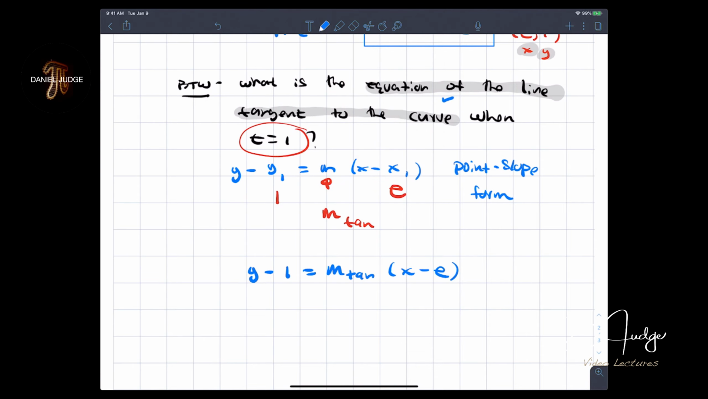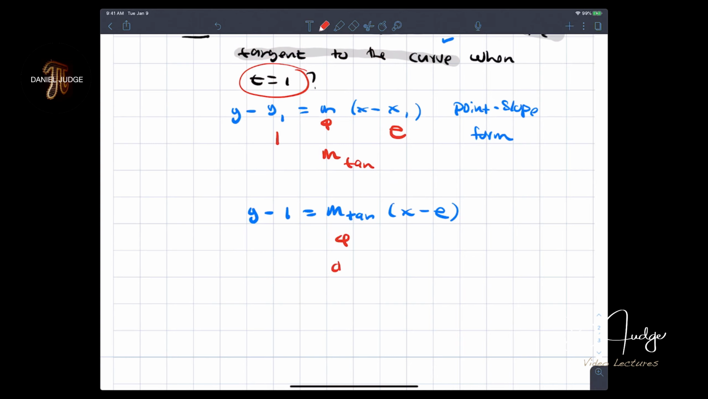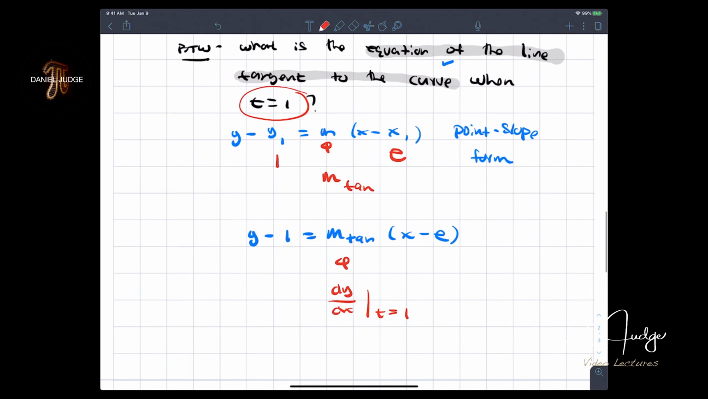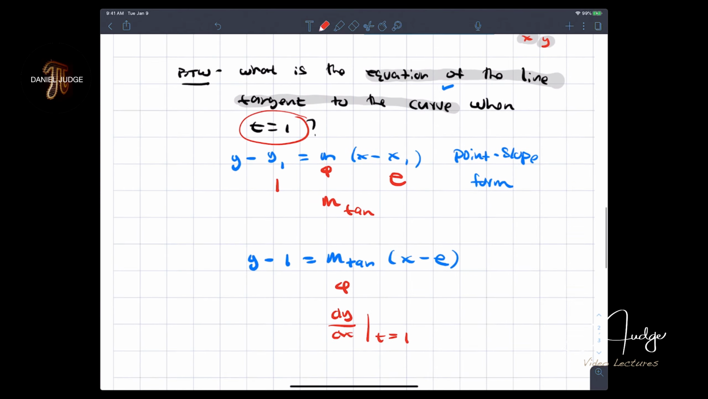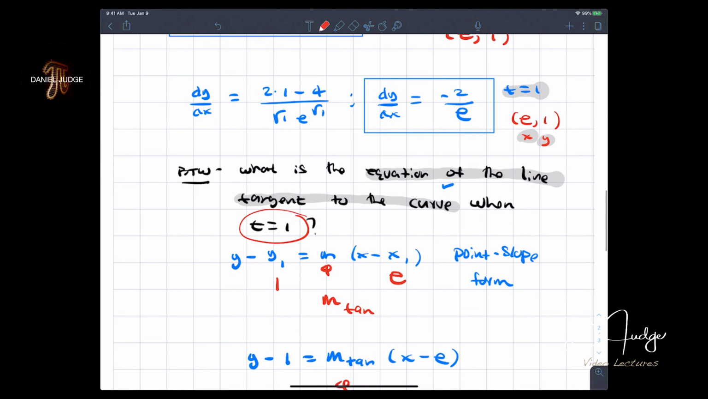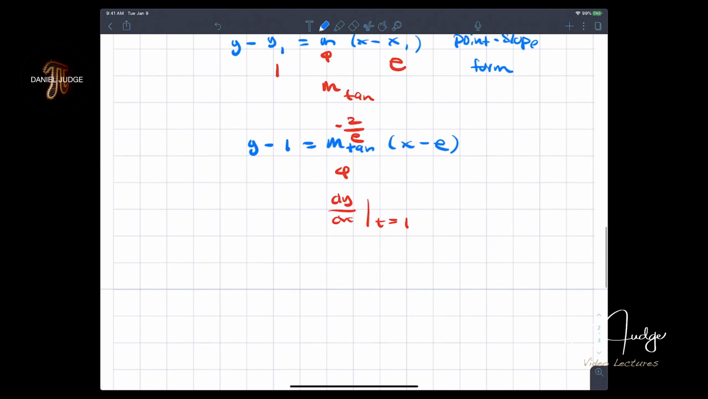And this is what they want to know, right? M tangent was that dy dx when t is 1. In other words, you found the derivative at the point for the parameter value t is 1. And we said, well, what was that? We forgot. It's way over here. It's negative 2 over e. So here's a nice by the way question. Negative 2 over e gets replaced here, and the rest is just algebra.